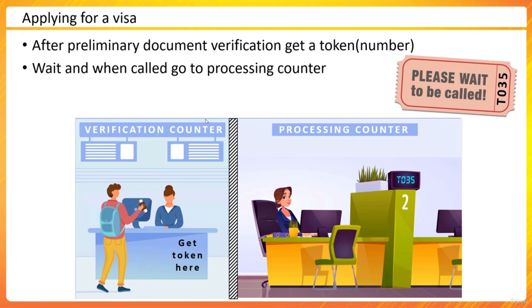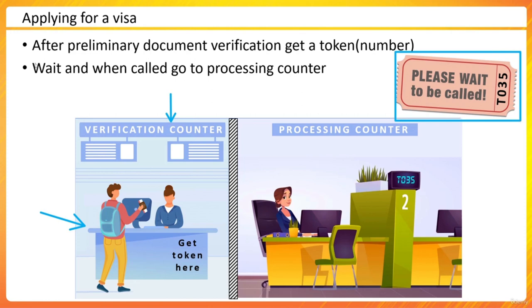Probably you have applied for a visa for some country sometime in your life, right? If I'm talking about one prominent visa service provider, they have a two-step process. As soon as you enter, after booking an appointment, and you reach on that particular day when you have the appointment, they would have a verification counter. This counter person would check all your basic information, whether you have valid documents, whether you are at the right time of the appointment and all. And if everything is fine, they give you a token number, something like this.